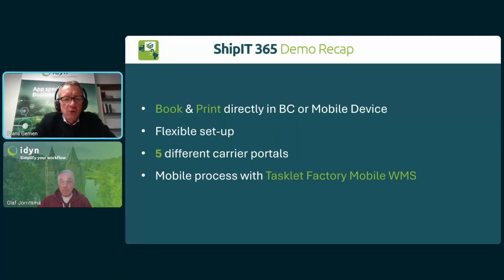So if we do a little recap of what Olaf has just shown us, we can book and print directly in BC or from a mobile device. It's a flexible setup, so we can do it manually by hitting the Create Transport Order button, but also when you post a warehouse shipment, in the background a transport order will automatically be generated and booked, or booked and printed. So we have quite some flexibility to set it up in the logistical flow of the customer, whatever they prefer.